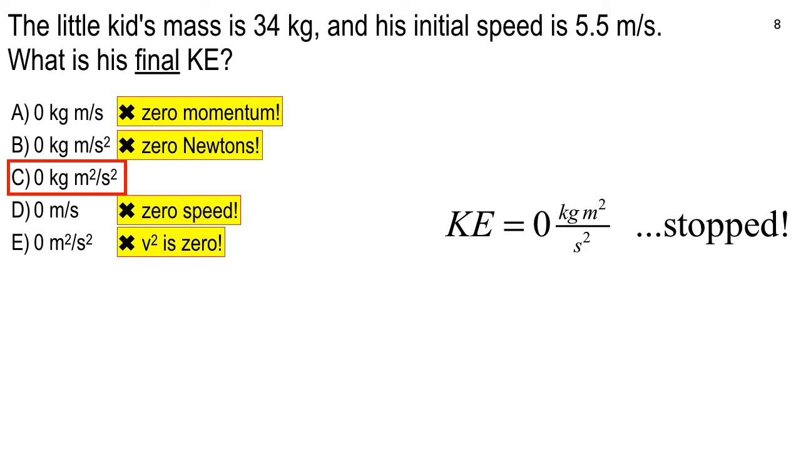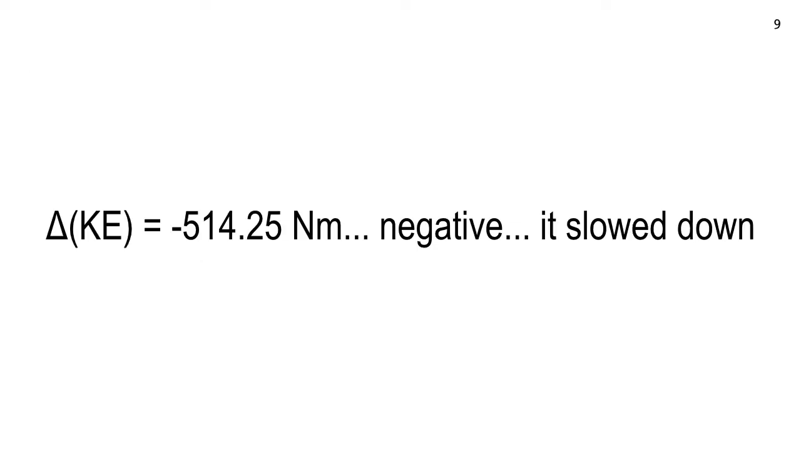So the initial kinetic energy was 514.25 newton meters. The initial was 514.25 joules. The final is zero. So delta KE, which we need for the work formula, now we've got it. We've done a couple, three sub-calculations here, and we're trying to get everything organized and go step by step.